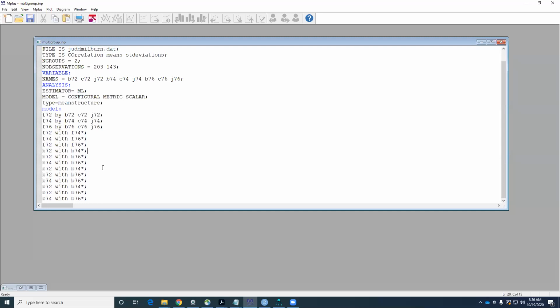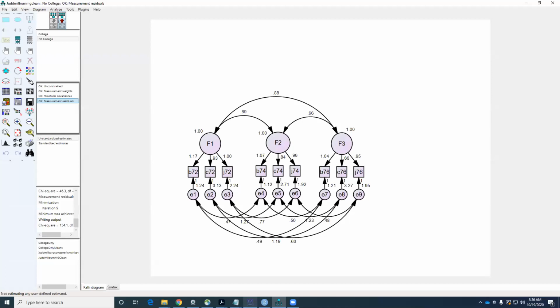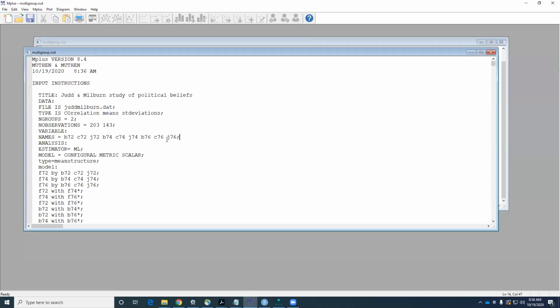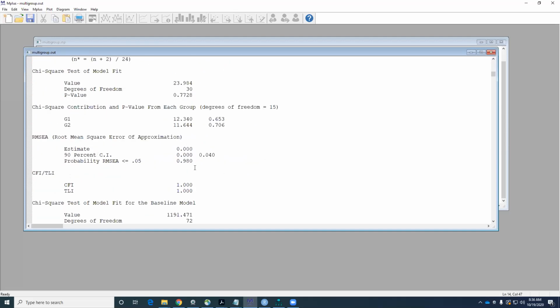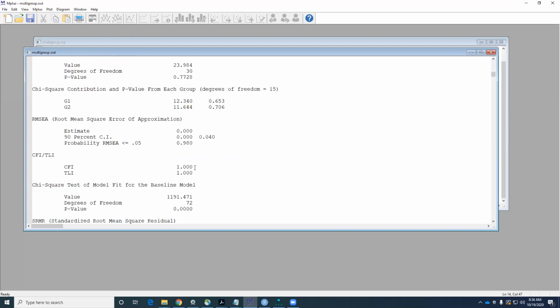Right. See if I'm counting these right. So this would be C, C, C, and J, J, J. And over here, excuse me, C, C, C, and J, J, J. And this will then give me the same results as I saw inside of Amos, except that the factor loading was set to 1.